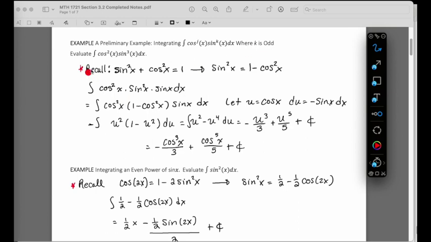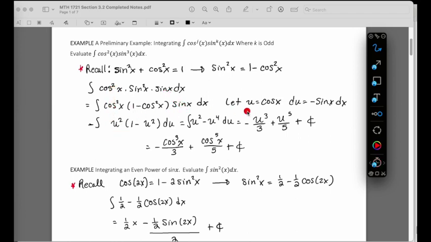So for this example, the first thing we're going to do is split the sine cubed up into sine squared times sine. So that goes right here. I just bring down the cosine squared. Now we're going to use a Pythagorean identity from trig to substitute for sine squared x. So I'm going to substitute 1 minus cosine squared in for this sine squared x. So that goes here. I bring down the sine, bring down the cosine squared.